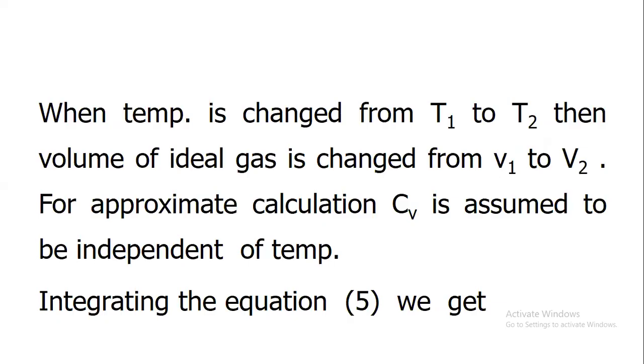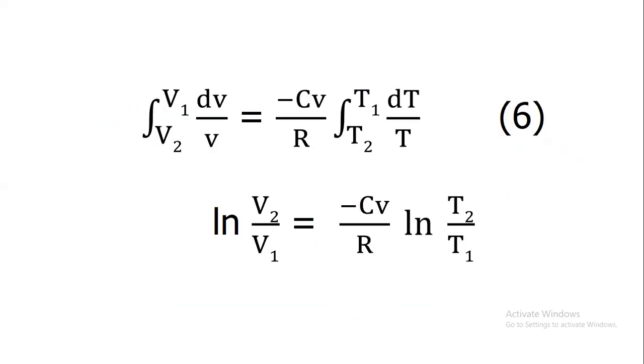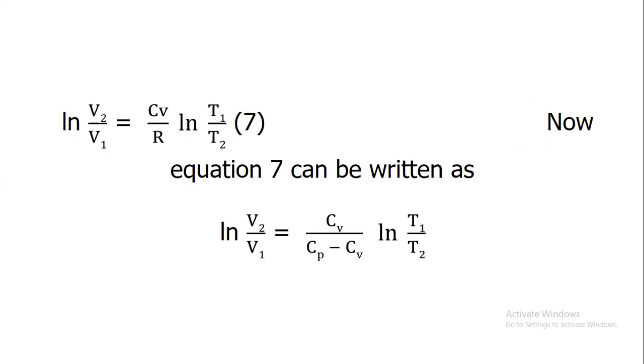When temperature is changed from T1 to T2, the volume of the ideal gas is changed from V1 to V2. For approximate calculation, Cv is assumed to be independent of temperature. Integrating equation 5, we get the integral from V1 to V2 of dV over V equal to minus Cv over R times the integral from T1 to T2 of dT over T. ln V2 over V1 equal to Cv over R ln T1 over T2, equation 7.